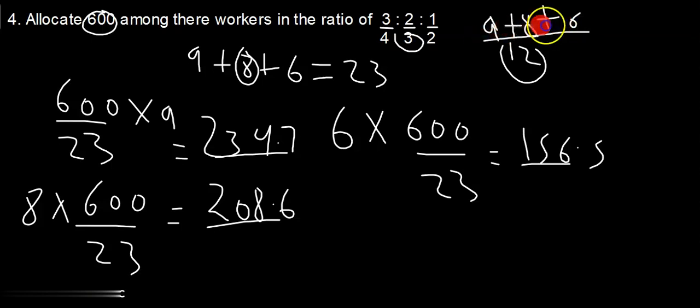Then I added this whole thing and got 23. After that, I divided 600 by 23, the number I got by adding everything, and then multiplied that result by 9, and also by 8, and also by 6. So this is the whole process you have to follow.